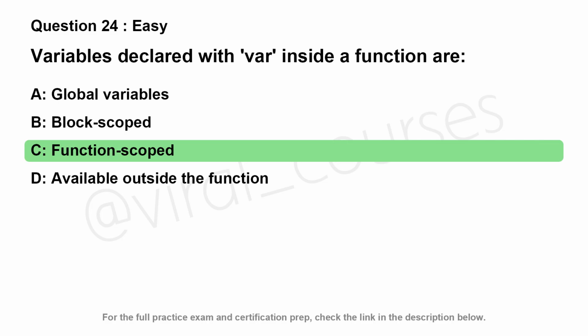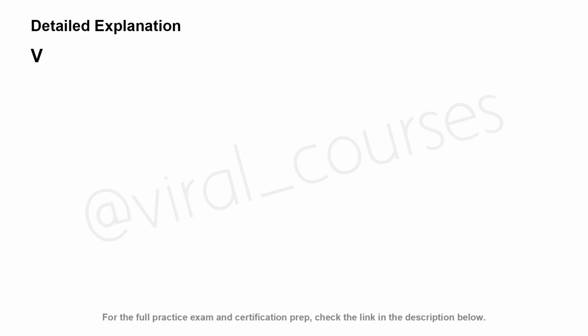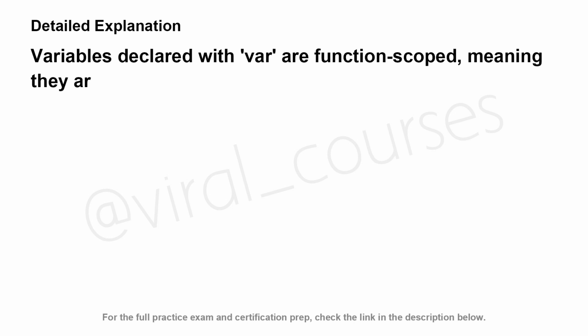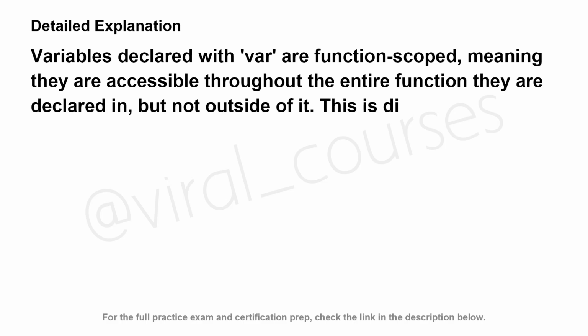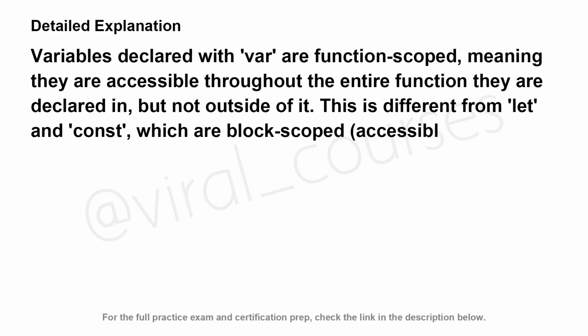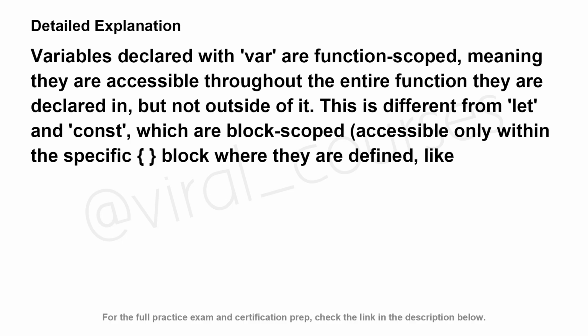The correct answer is C. Variables declared with var are function scoped, meaning they are accessible throughout the entire function they are declared in, but not outside of it. This is different from let and const, which are block scoped, accessible only within the specific block where they are defined, like in an if statement or for loop.